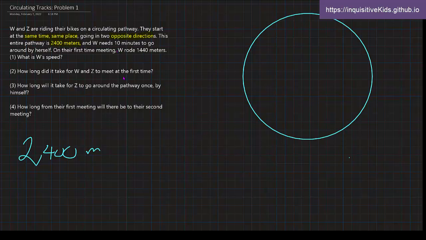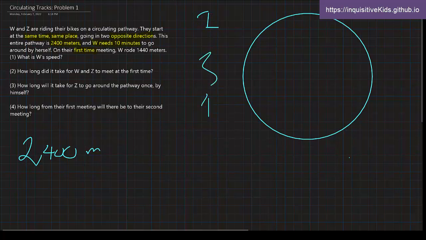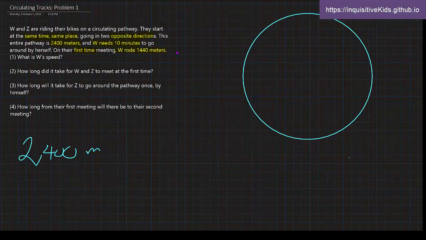W needs 10 minutes to go around by herself. Let me highlight that. On their first time meeting, again, there could be second times, third times, fourth times, but right now we're just focusing on the first time. On their first time meeting, W rode 1,440 meters.